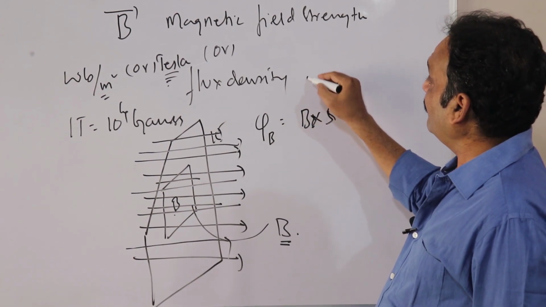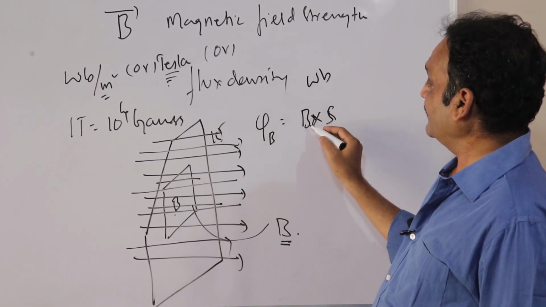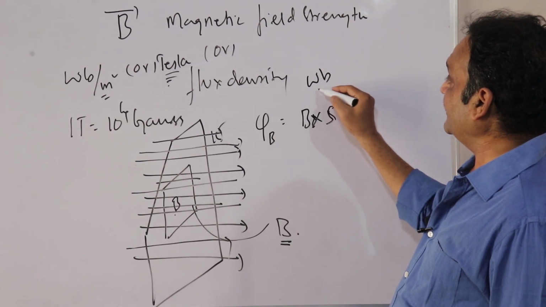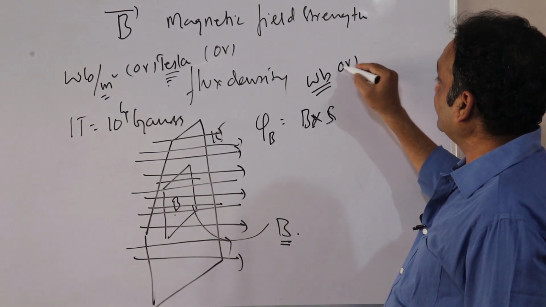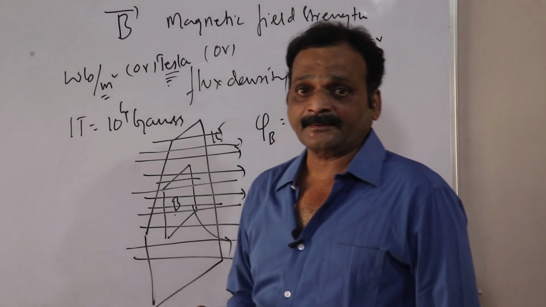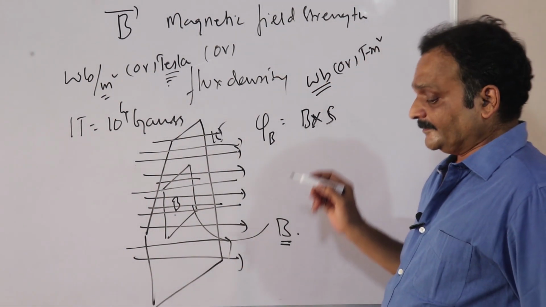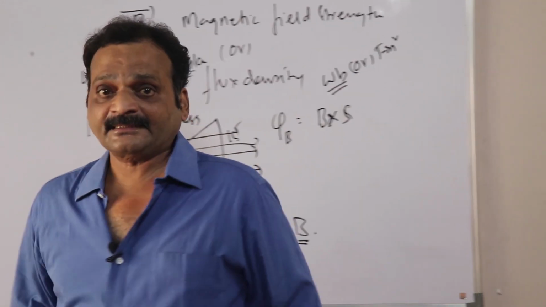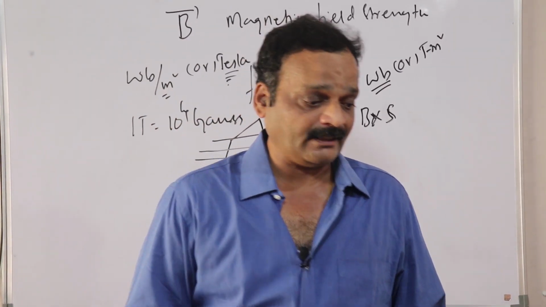Its units are Weber, that is, Weber per meter square into meter square. Its units are Weber, or Tesla meter square we write. Phi B is magnetic flux.